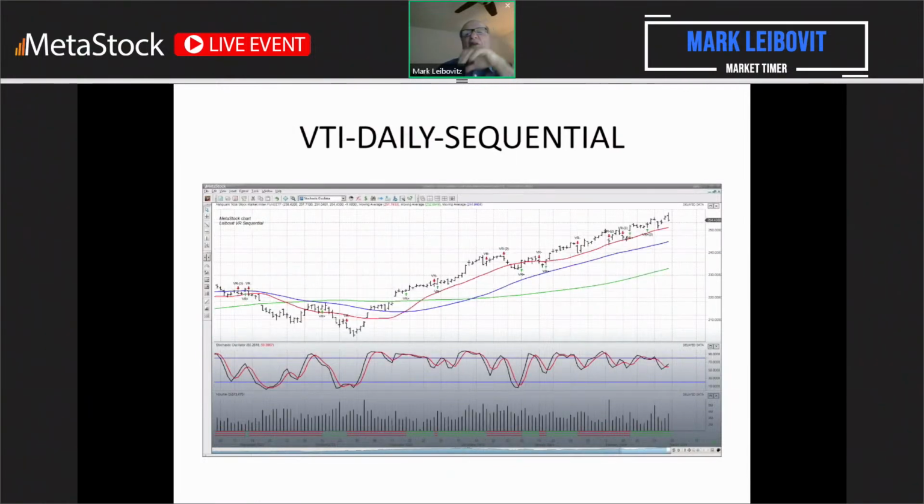This is a chart of the daily sequential for the total stock market index. Many of you don't trade this or follow it, looking at the other indices, but this is something I like to follow because it's so inclusive of so many names. And this is your daily chart, and it's interesting. We had a key reversal pattern here a couple of days ago, so that's a little negative.